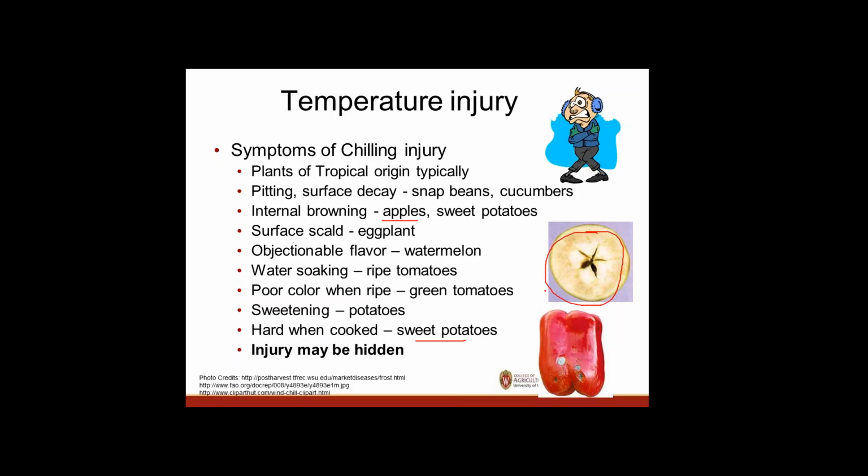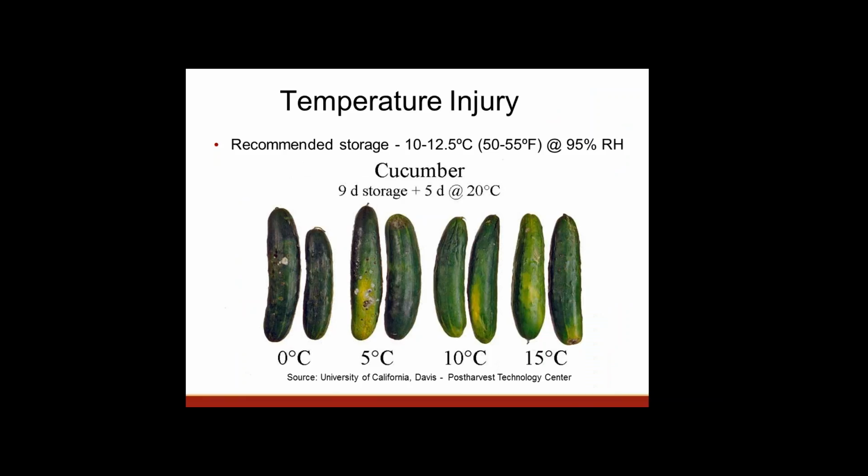So that's one issue. If it's like this with the pepper here, where you've got deterioration on the outside, that's easy to see and sort out. So that's just something to keep in mind. So here's an example of temperature injury in cucumbers. It's stored 5 days at 20 degrees.